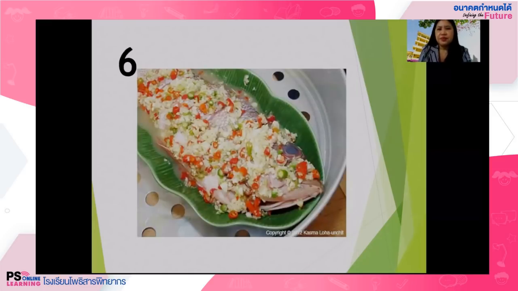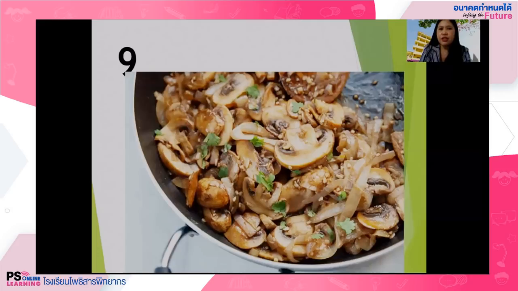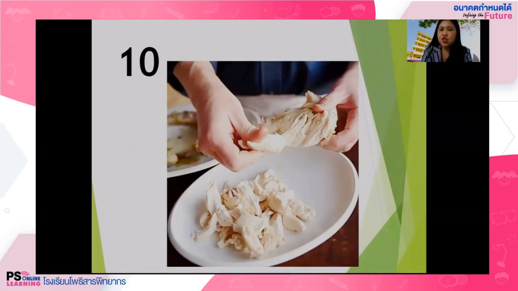Fish. Very good, it's steamed fish. Number 9. What is this? Mushroom. What is this dish? Very good, that is sauteed mushroom. Next one, that is chicken. What is the dish? Very good, that is boiled chicken. Very good.